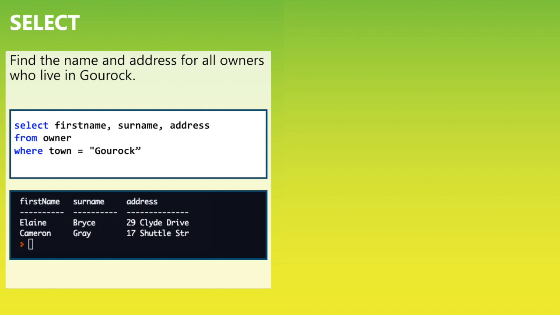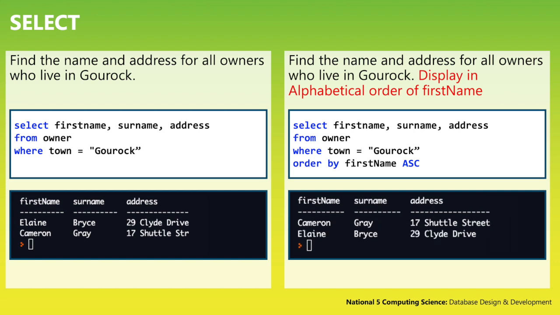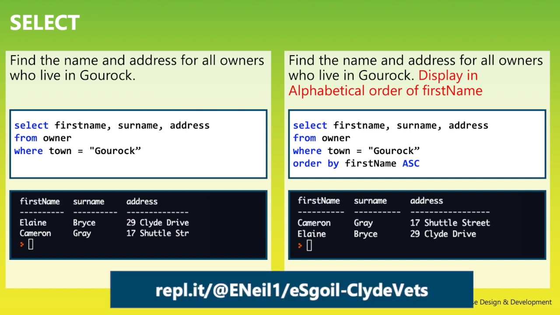Now let's say we wanted to run the same query, but we want the results in alphabetical order of first name. So we want Cameron before Elaine. We would add to our query the line, order by, the field that we want to order, in this case first name, and then the order we want it to be in. So alphabetical is ascending order, so we put A, S, C. And when we implement that query, Cameron would jump before Elaine. Why don't you head over to the REPL database and try implementing this query?